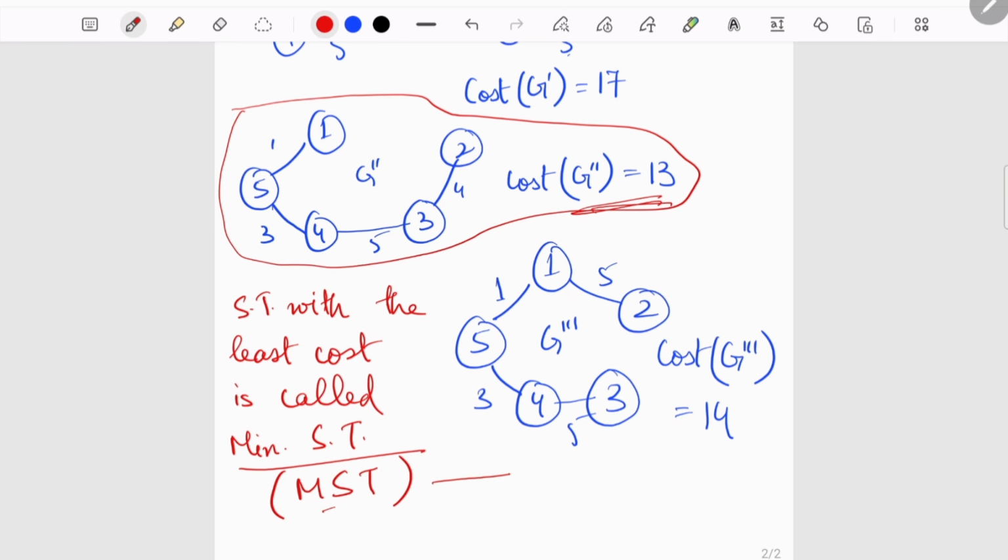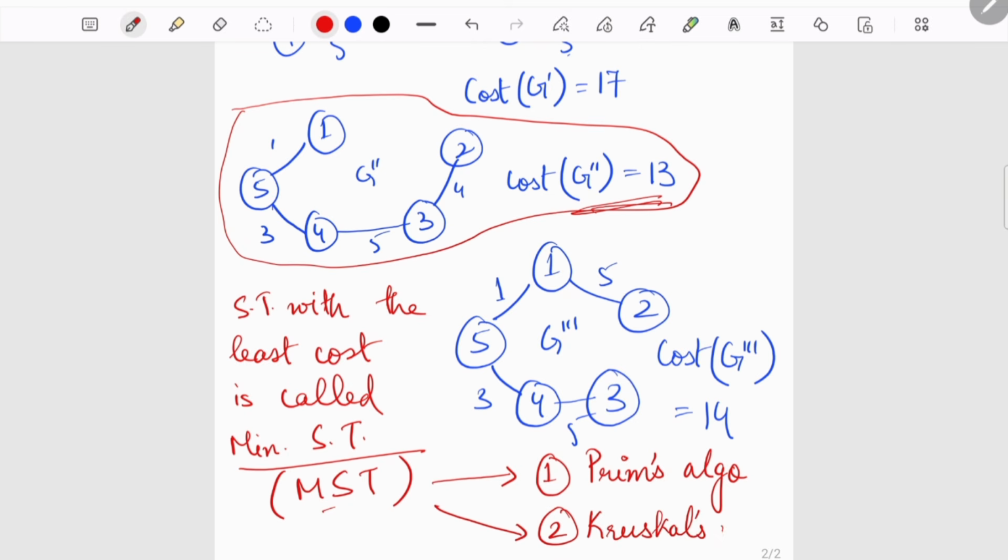So for that we have 2 algorithms to find the minimum spanning tree that lessen our work. The first algorithm is known as Prim's algorithm and the second is known as Kruskal's algorithm. We will see about these 2 algorithms in detail in the following lectures.